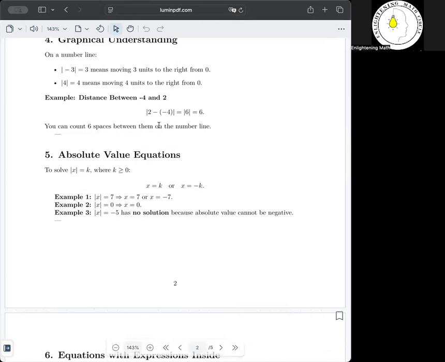Example distance between, so if we take 2 and then negative 4 on a number line, what this is telling us is that we can count 6 spaces in between these 2 points on the number line when we look at it graphically.